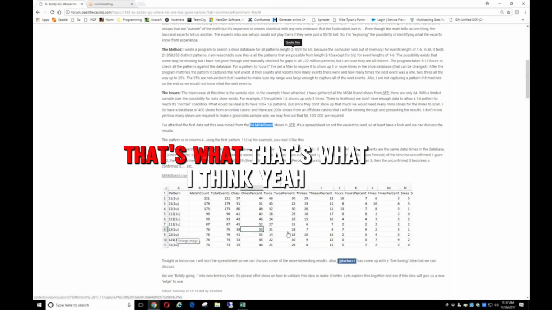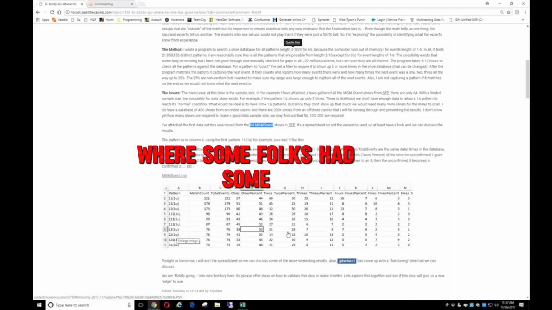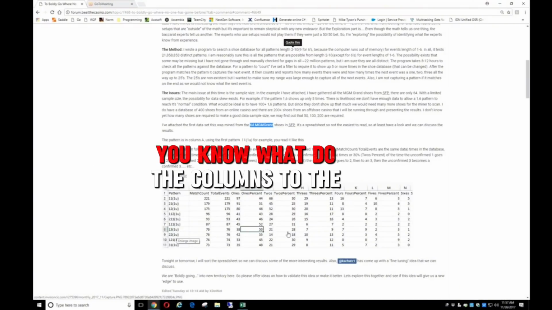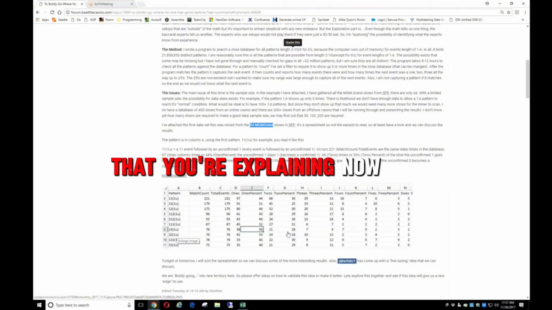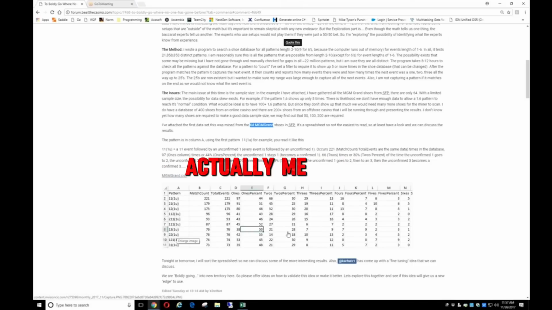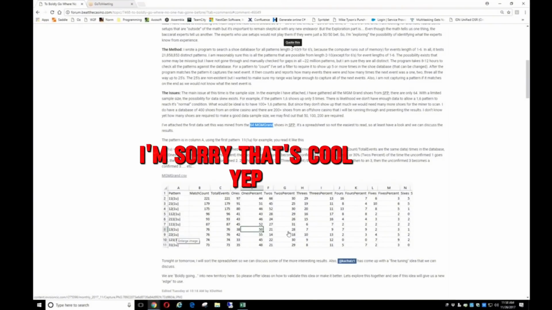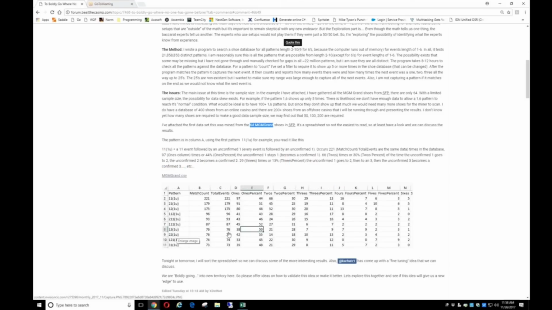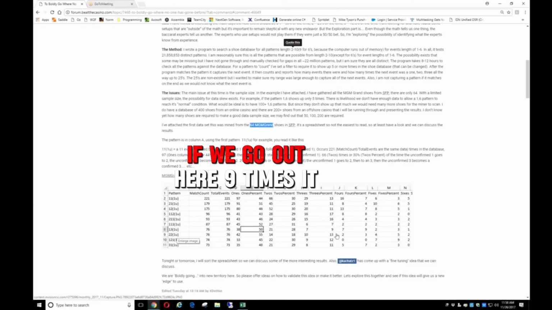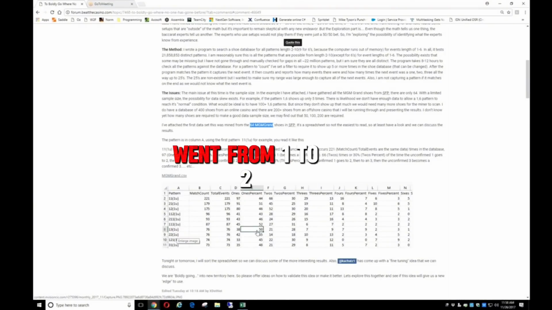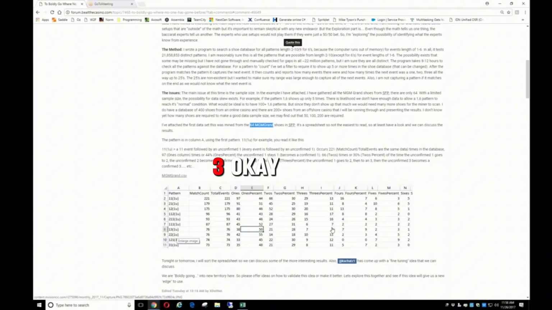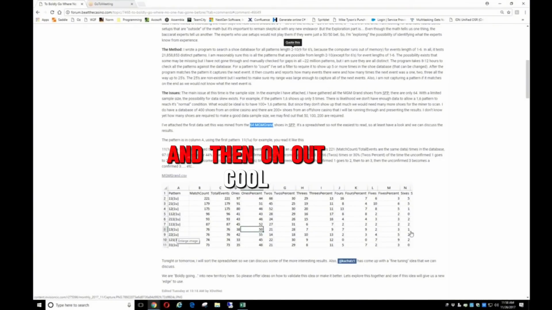Yes. That's where some folks had some difficulty understanding, as did I, what the columns to the right that you're explaining now actually mean. But now I think that made it very clear. Go ahead. I'm sorry. That's cool. And it's just continuing. So with the 1-3, if we go out here, 9 times it went from 1 to 2, 2 to 3, and became a confirmed 3. Okay. And then on out. Cool.